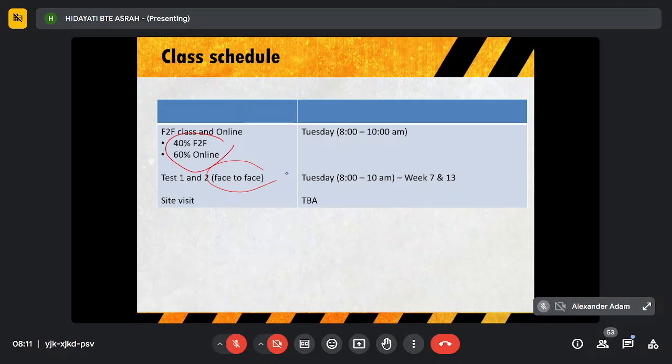In this semester, I plan to have a site visit to the construction. Or the class will go to the construction site, but the date will be announced later. Okay, construction site. So the class representative, please contact me after this to discuss this site visit.